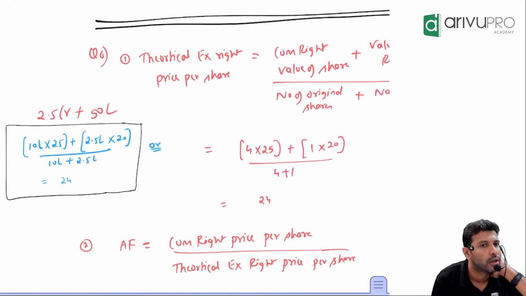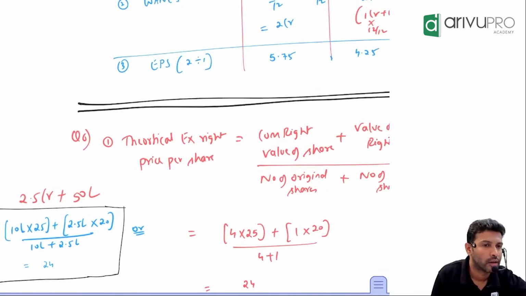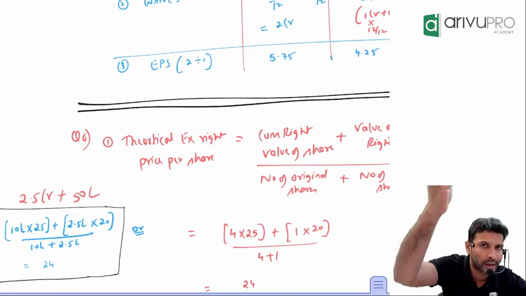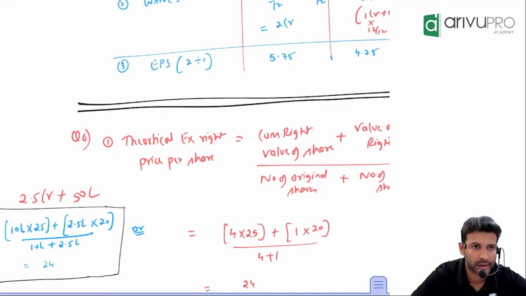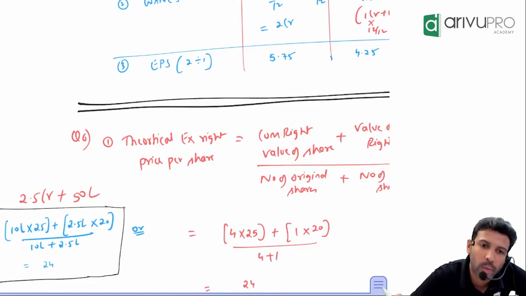All good? Okay, what's the second one? Adjustment factor. The trick is what? The number should be greater than 1. Mathematically, if you want to get a number greater than 1, the numerator has to be greater than the denominator. The numerator value should be high. Then only you will get a number greater than 1.